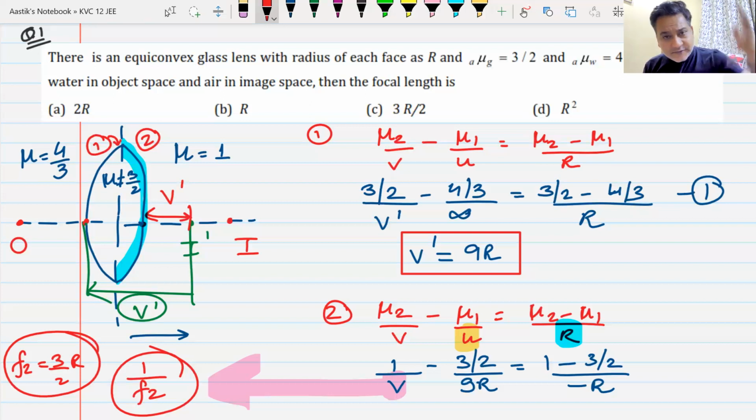In case of the first refraction, the light was coming from infinity. So U was infinity. When I got the value of V from the first surface, I took it as U in the second one. And that is how I calculated the final V, and that final V has to be at the second principal focus. Do we understand this?